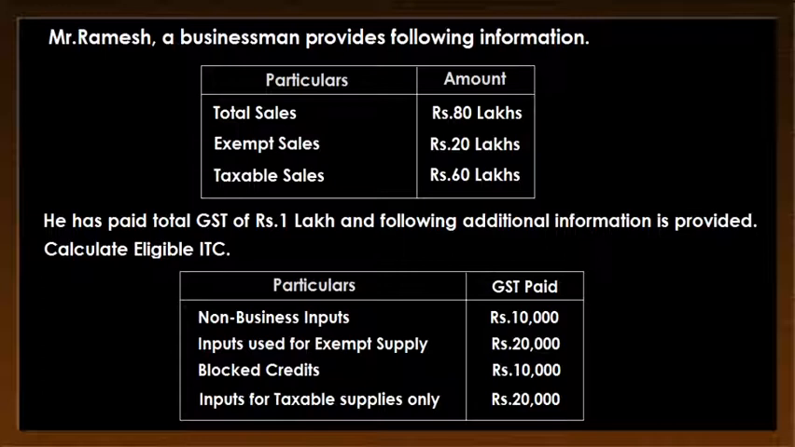Number 1, non-business inputs, GST paid is 10,000 rupees. Inputs used for exempt supply, GST paid is 20,000 rupees. Blocked credits, GST paid is 10,000 rupees. Inputs used for making taxable supplies only, GST paid is 20,000 rupees.